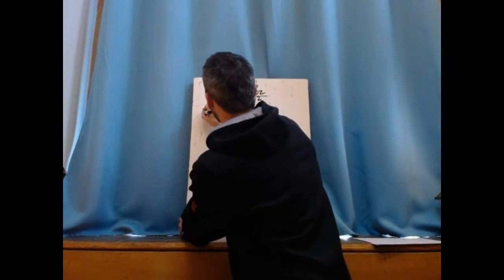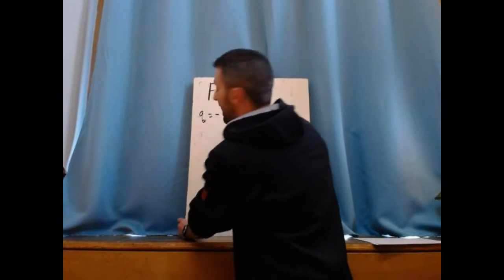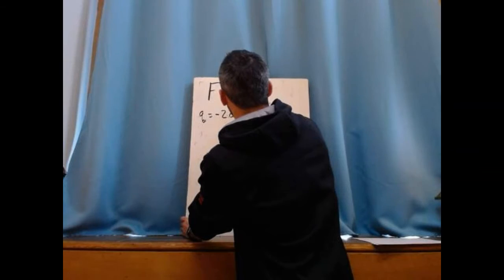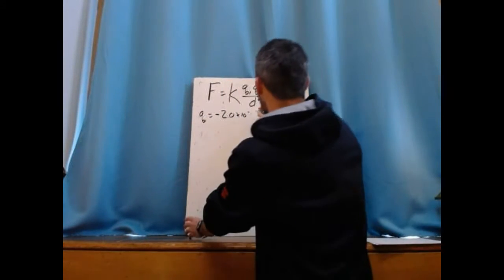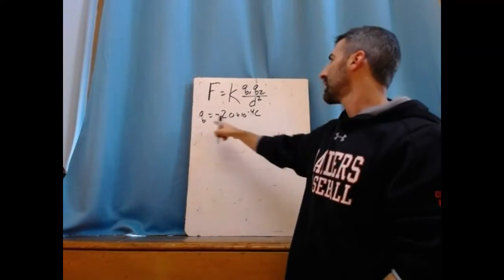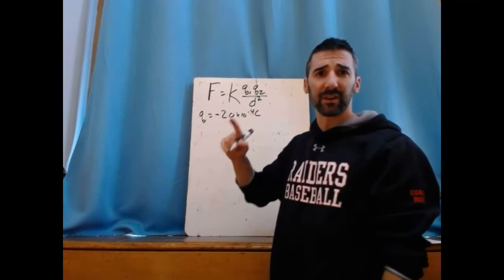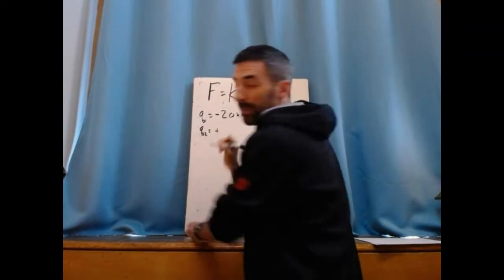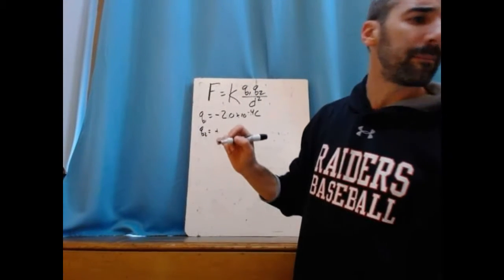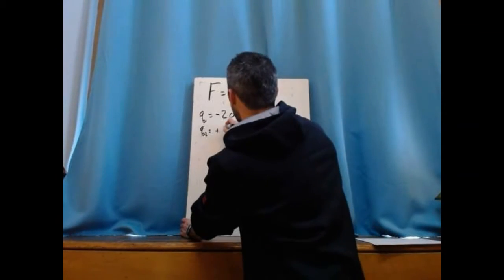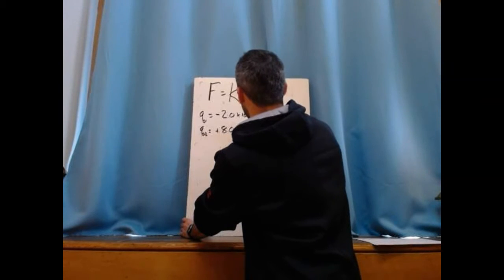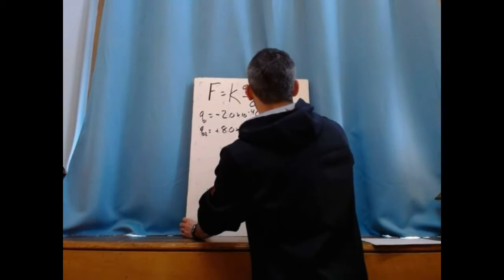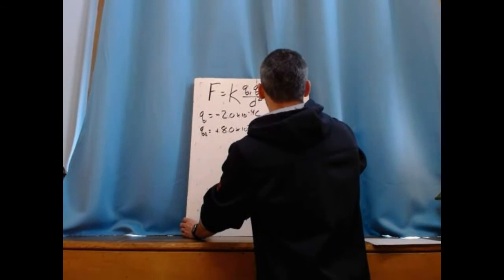So I have particle 1. I'll say Q1 is equal to negative 2.0 times 10 to the negative fourth coulombs. Remember, coulombs are really big, so often we have these very small scientific numbers. We have Q2, that was a positive 8.0 times 10 to the negative fourth coulombs, and it was separated by a distance of 0.30 meters.